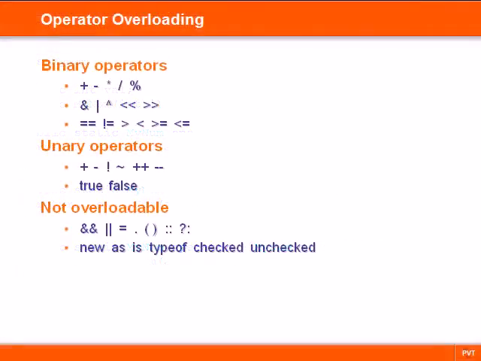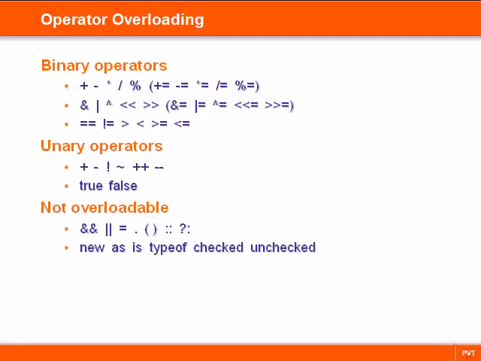C# allows overloading for almost all operators. The combined assignment operators cannot be explicitly overloaded. Instead, they are implicitly overloaded when their corresponding arithmetic or bitwise operators are overloaded.